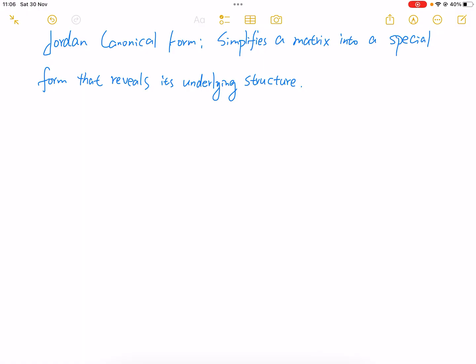Now let's look at our example matrix. The matrix A is [4, 1; 0, 4]. As you can see, A has a repeated eigenvalue, lambda equals 4. But what makes it interesting is that it's not diagonalizable because there aren't enough linearly independent eigenvectors. So we will need to find its Jordan canonical form.